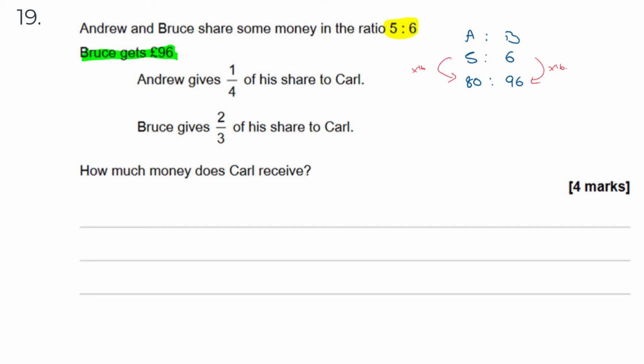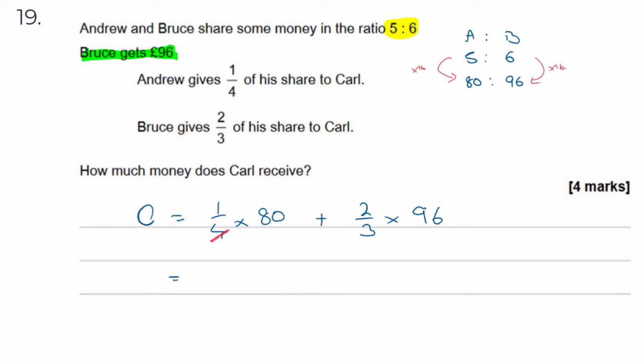So Andrew gives a quarter of his share to Carl. So Carl's share is going to be a quarter of Andrew's share, which is 80, plus 2/3 of Bruce's share, which we know is 96, was given in the question. Okay, so what's that then?